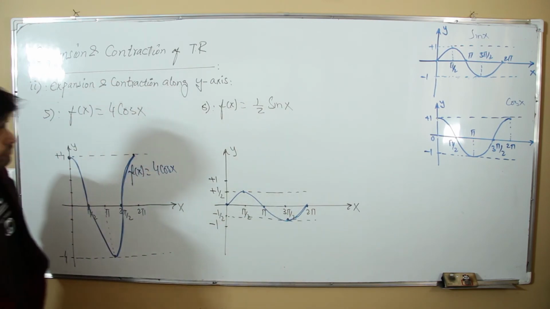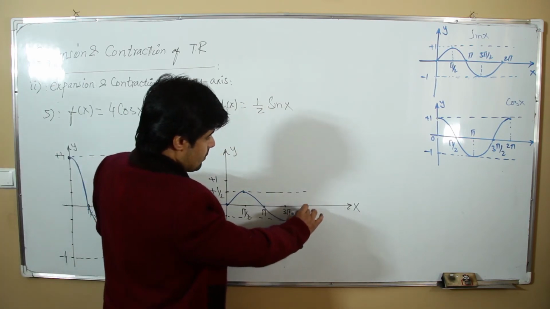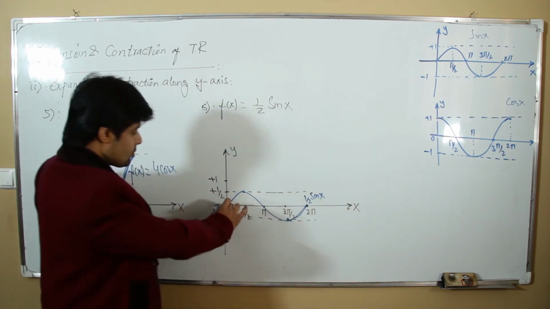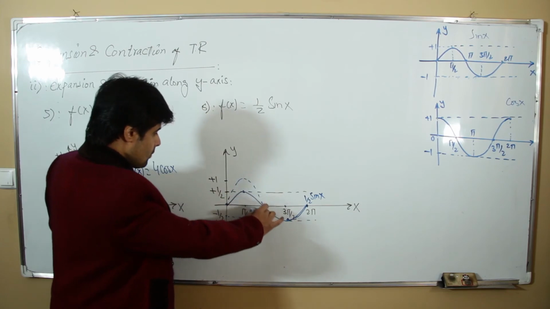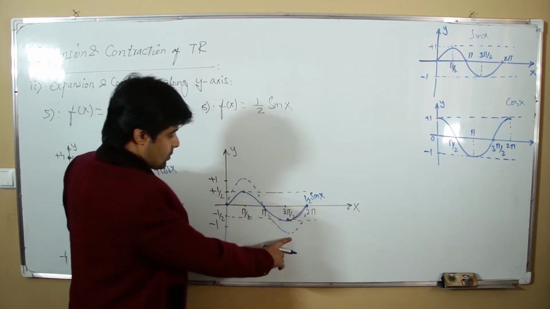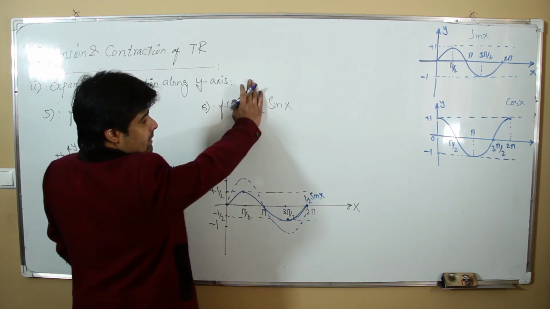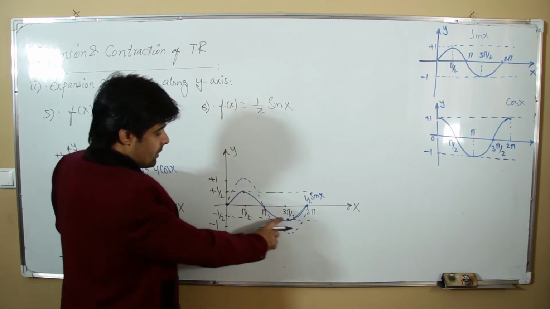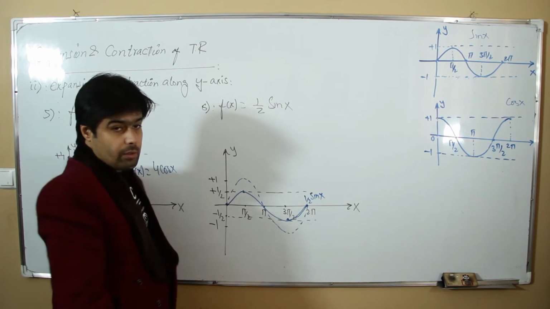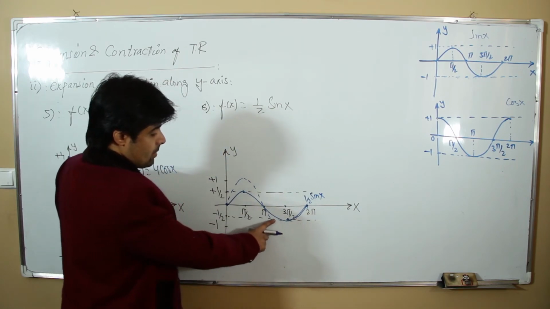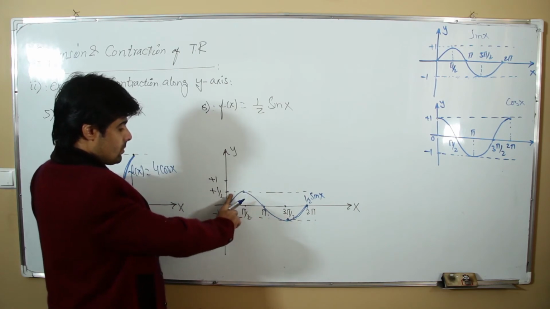This is the graph for what? For 1 divided by 2 sine x. But this was the graph for sine x. And this graph that I have on the board, it is for what? For 1 by 2 sine x.